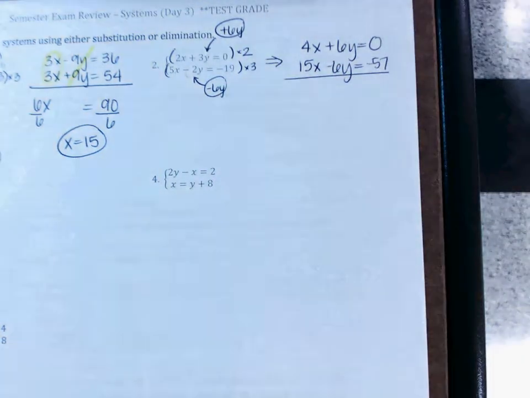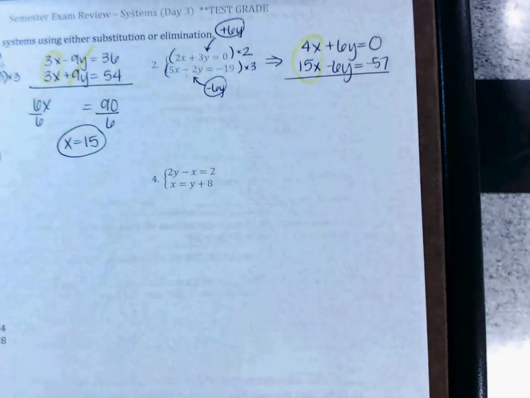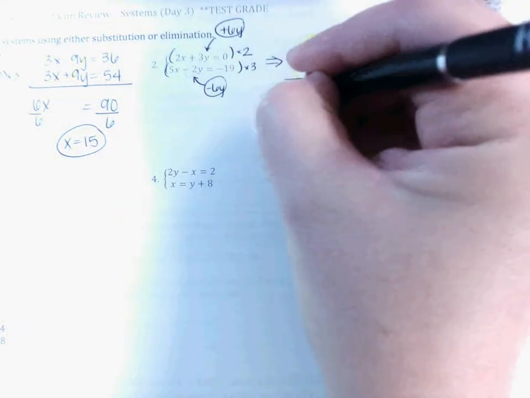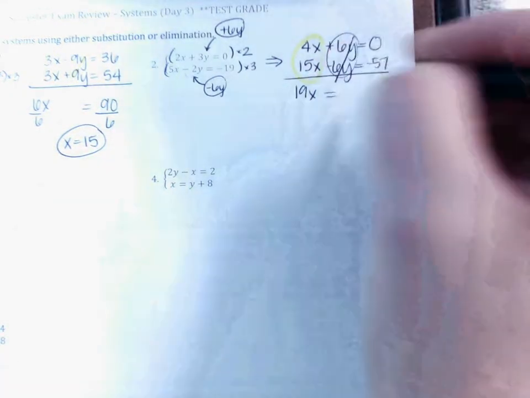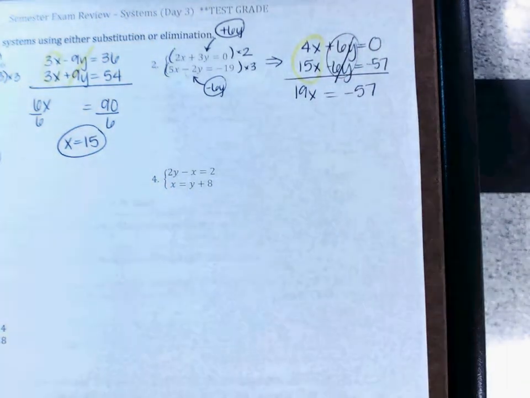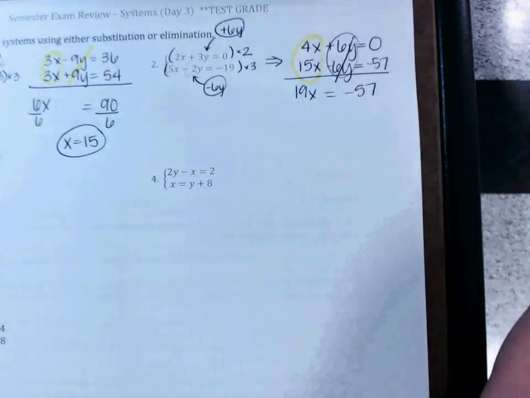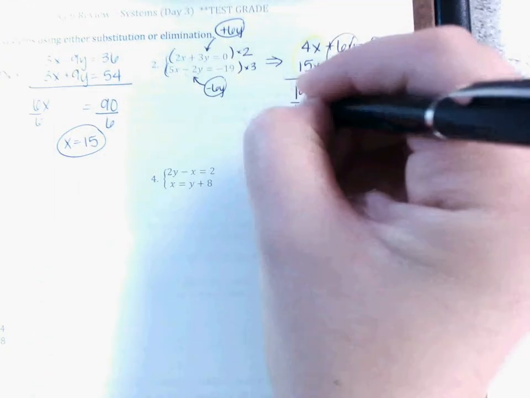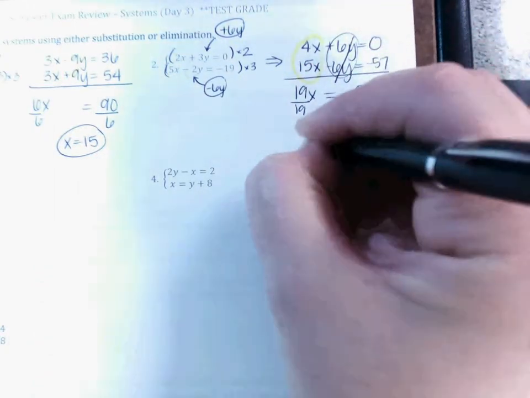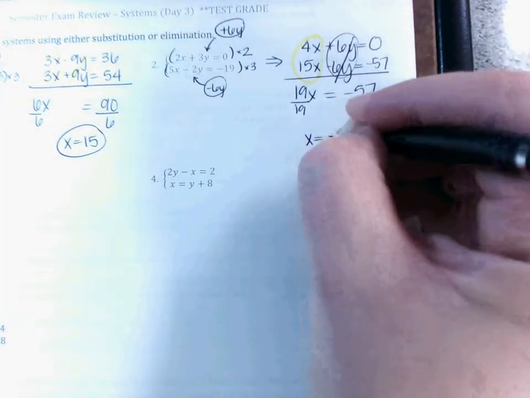Then from there, I want to add up each of the columns. So 4 and 15 gives me how many? 19x. Negative 6y plus 6y crosses out. And then negative 57 and 0 stays at negative 57. Then from there, I'd take negative 57 and do what with the 19? I would have to do what? Divide it. So divide by 19, divide by 19. In your calculator, you can do that. X is negative 3. Good.